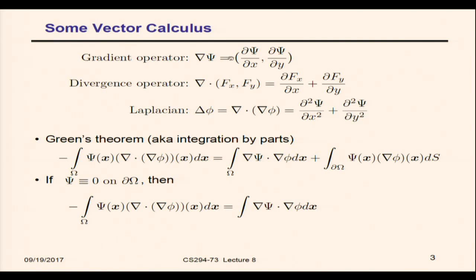The gradient operator, given a scalar function, is the vector whose components are the partial derivatives in each of the coordinate directions. The divergence operator is given a vector-valued function, a vector field f with components fx and fy. The divergence is the sum of the partial derivatives of each component in the corresponding direction: partial fx partial x plus partial fy partial y. Given these two definitions, you can write the Laplacian as the composition of divergence and gradient, the divergence of the gradient operator, except this should have been phi, not psi.